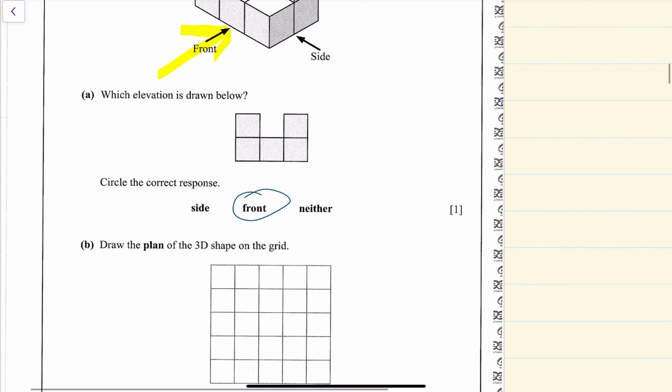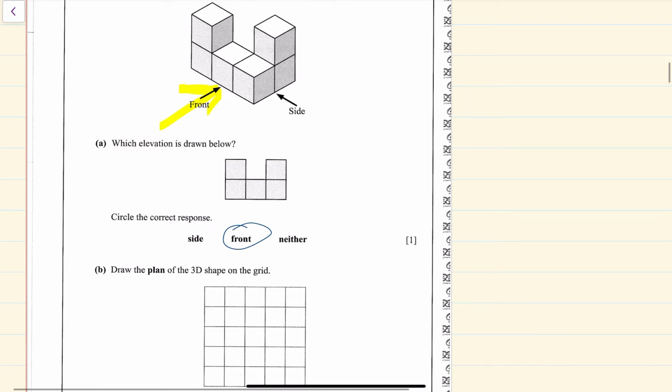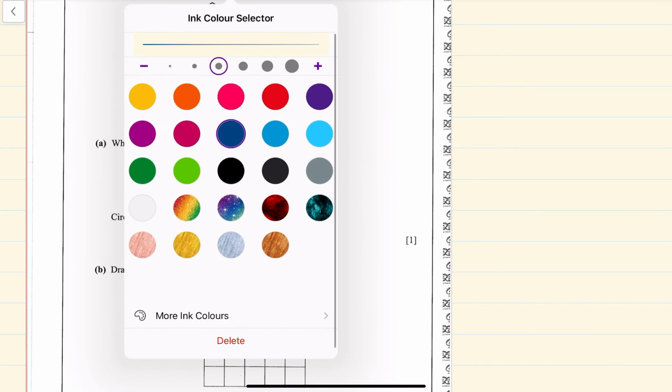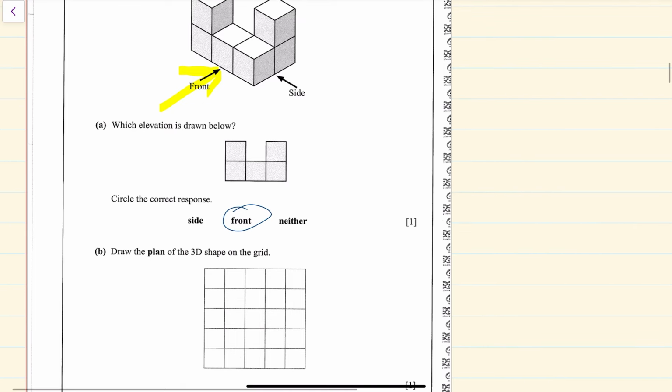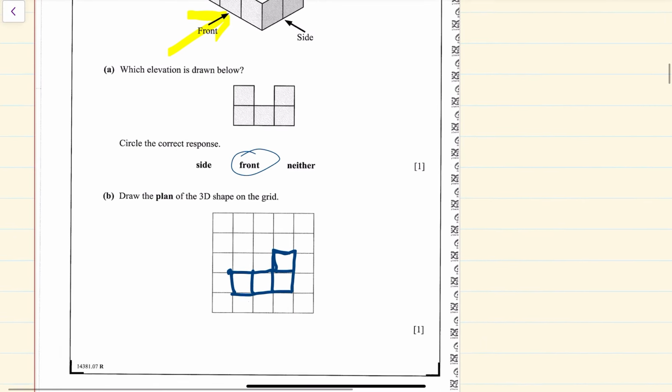Draw the plan of the 3D shape on the grid above. So my plan, I think it's a wee bit bigger so you can see this. I've got 3 horizontal squares, and then that's what it's going to be. I'm imagining they want to show me that there. You use a ruler, of course. That's what we're going to have for a plan.